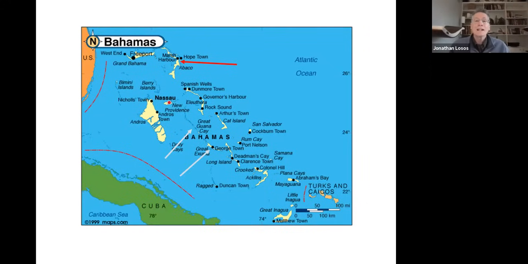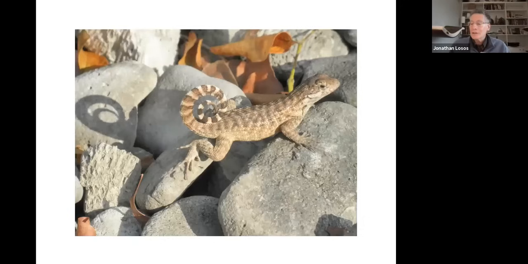And I need to introduce a new player, and that is this lizard here, the curly-tailed lizard. So named for obvious reasons. If you as a predator or a potential predator approach the lizard, it curls its tail, essentially telling you, I see you, don't waste your time trying to chase me. But that's not why we were interested in it.